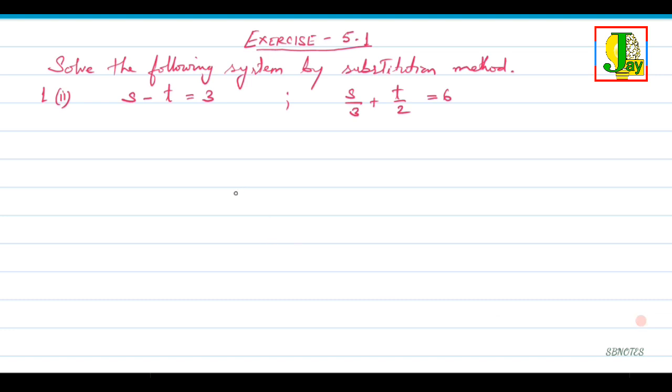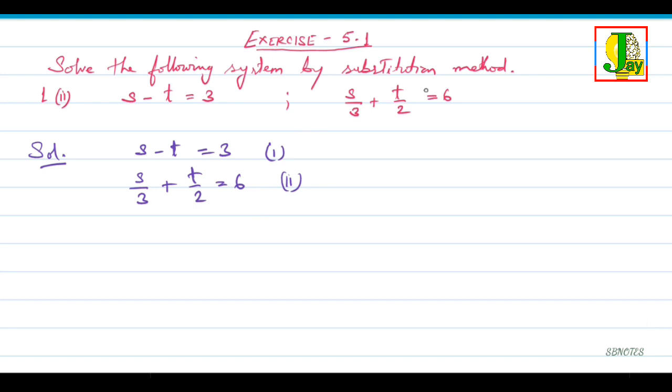Okay, this is our first question from exercise 5.1, where we have two equations. So let us number them. Say the first equation is s minus t equals 3. Let this be the first equation, and the second one is s by 3 plus t by 2 equals 6. Okay, this is our solution, and this is our equation number 2.